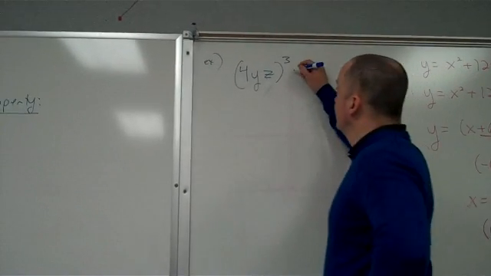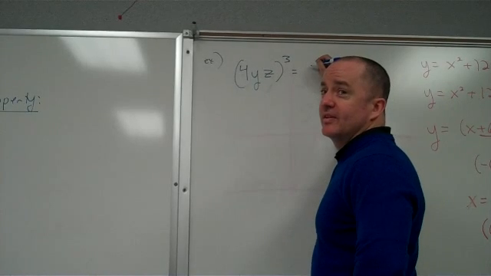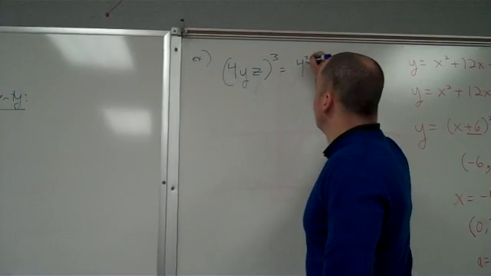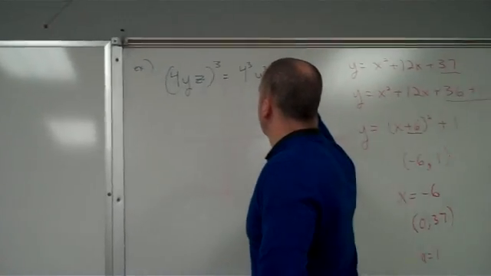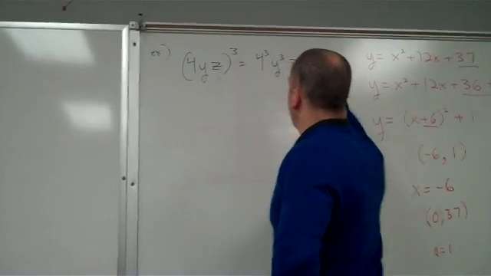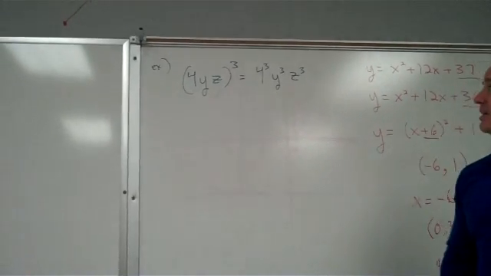Do like all of them times 3. Not times 3, to the 3rd power. To the 3rd power, thank you. Please be very precise how you say that. So that's 4 to the 3rd power times y to the 3rd power times z to the 3rd power.